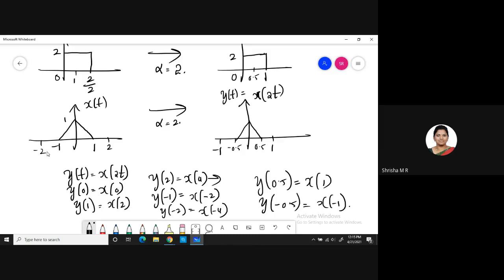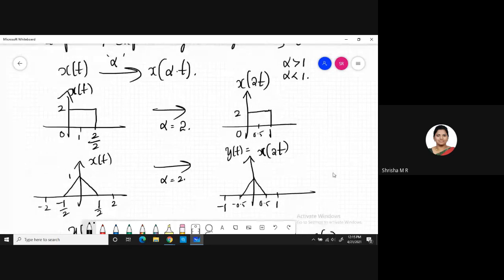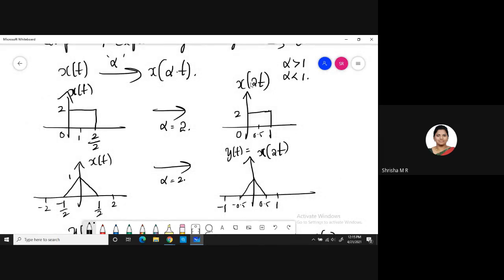What I have taught you is basically that the time axis is divided by the scaling factor. If I divide it by 2 and -2 directly, I'll get this: the signal is present from -0.5 to +0.5. Is it clear to everyone what scaling is when alpha is greater than 1? This is case 1. Next we shall see case 2.